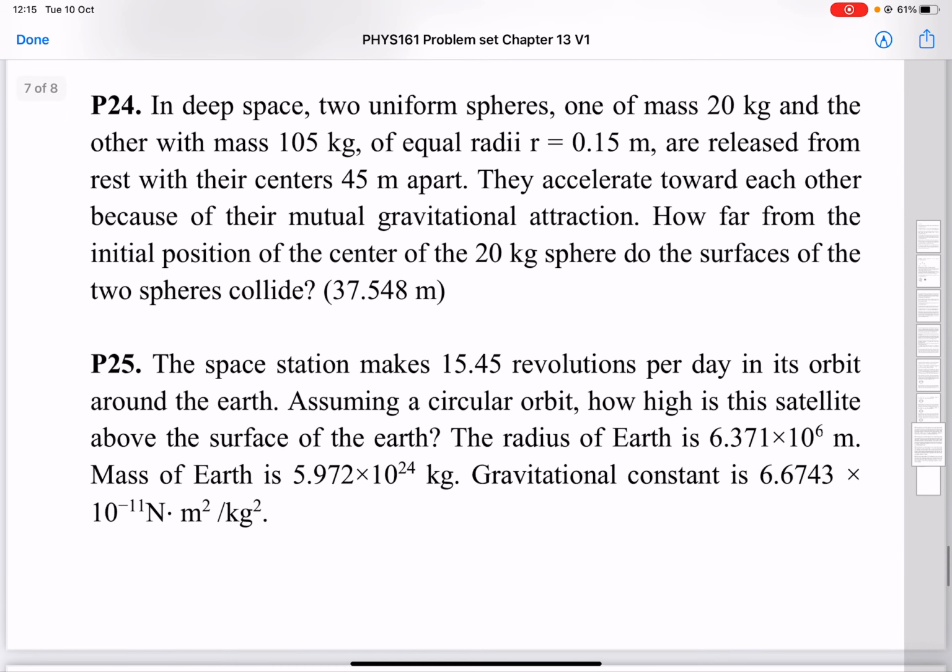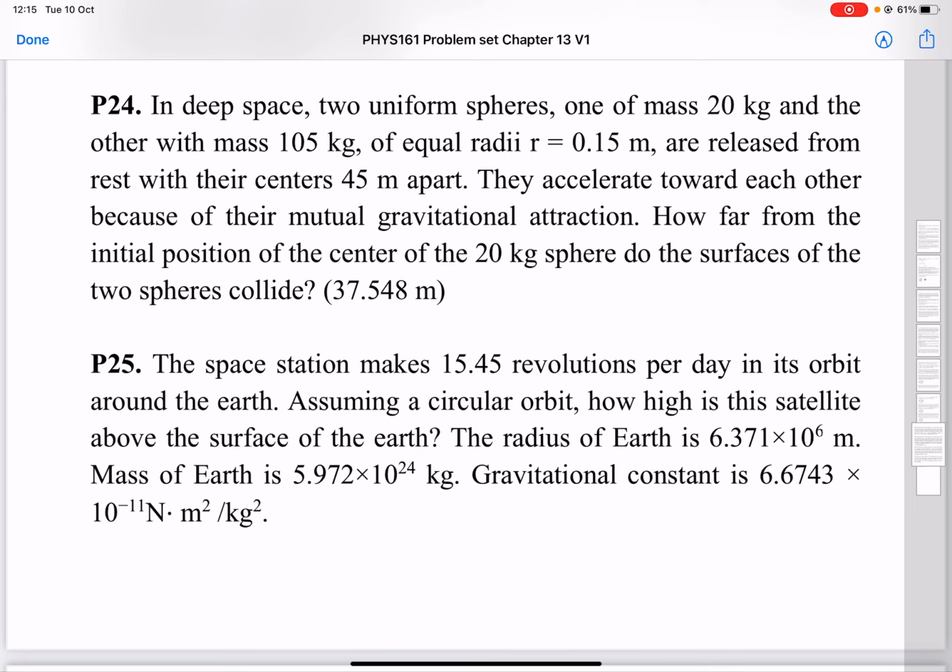Okay, here we have problem number 24. So it's basically a continuation of problem number 22 or 23. So we have two masses. The radii are the same, but the density is different. So the distance is given. They accelerate toward each other because of the mutual gravitational attraction.